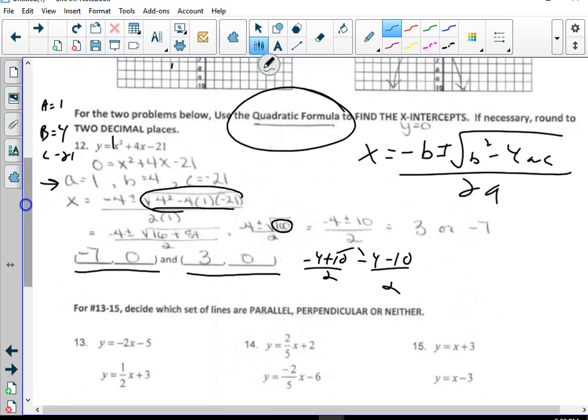So my 2 points are -7, 0, and 3, 0. Because 10 minus 4 is 6, divided by 2 is 3. And this is -14 divided by 2, which is -7. Did I say -7 or 7? Okay, so -7, 0, and 3, 0.